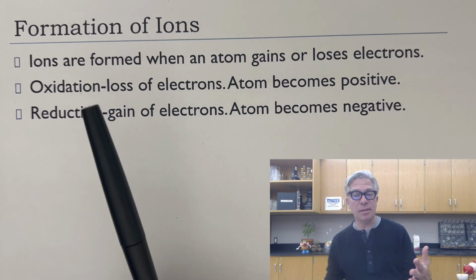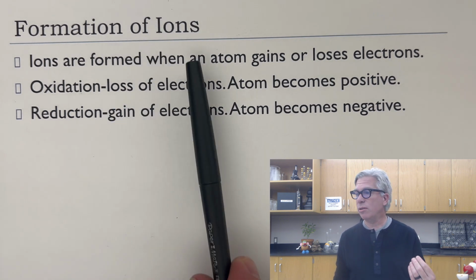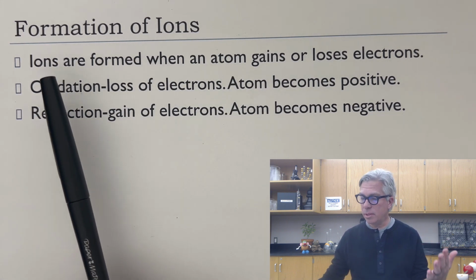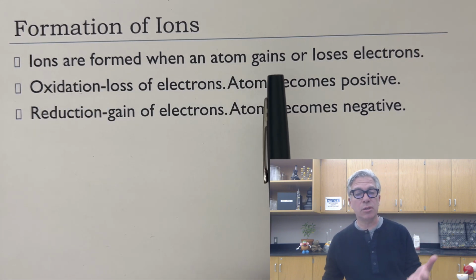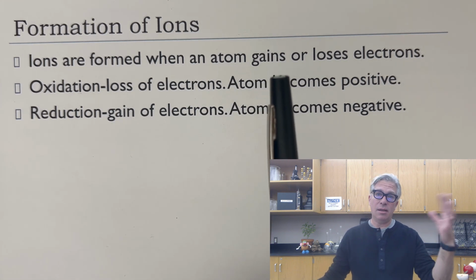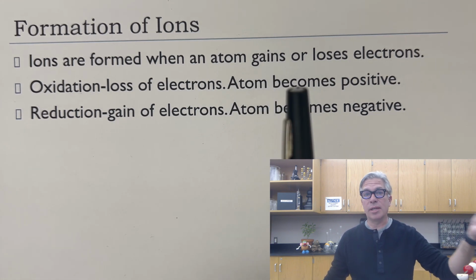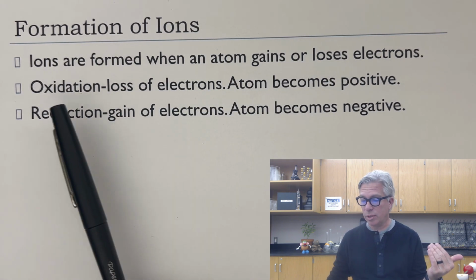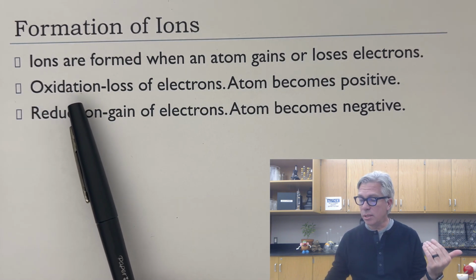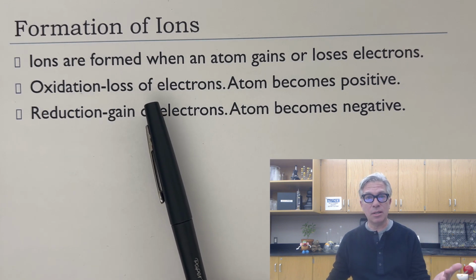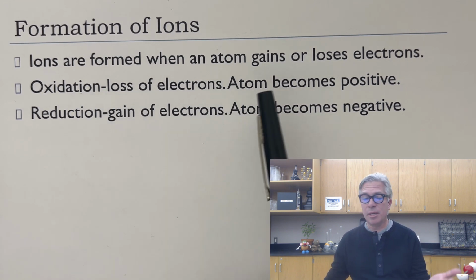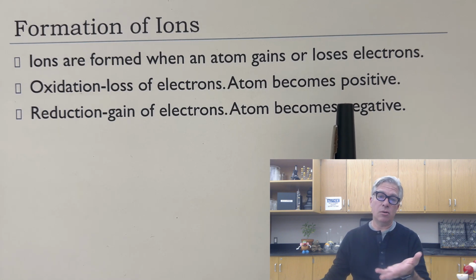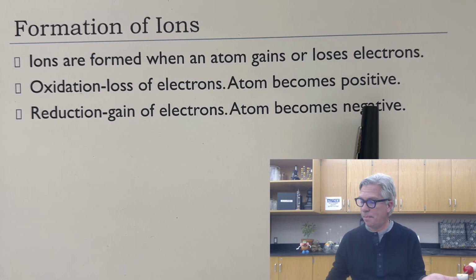First of all, ion is the general term that we use for anything that has a charge. Ions are formed when an atom gains or loses electrons. You're probably aware by now that electrons on the outside of the atom can be given away or they can be taken from another atom. Now, a fun term that we like to use is oxidation, which is the loss of electrons. When something loses an electron, the atom becomes positive because now it has more protons than it has electrons, and so the protons win and you get a positive charge.